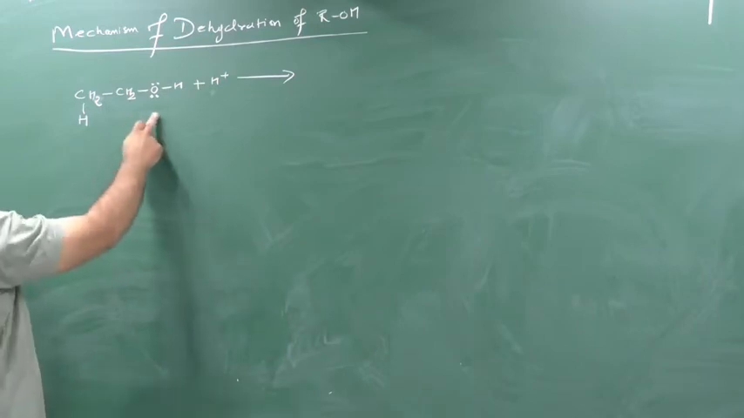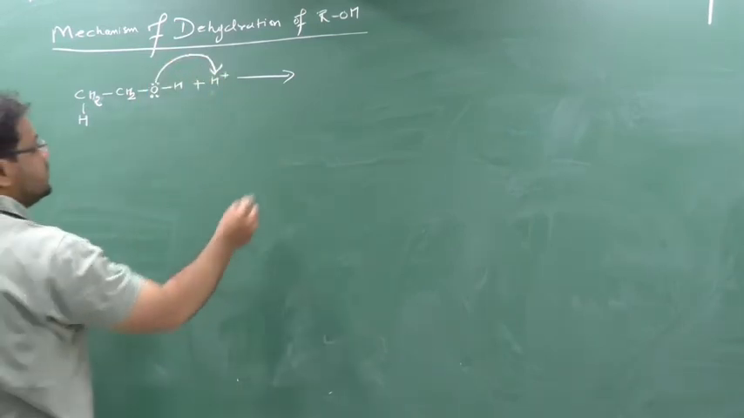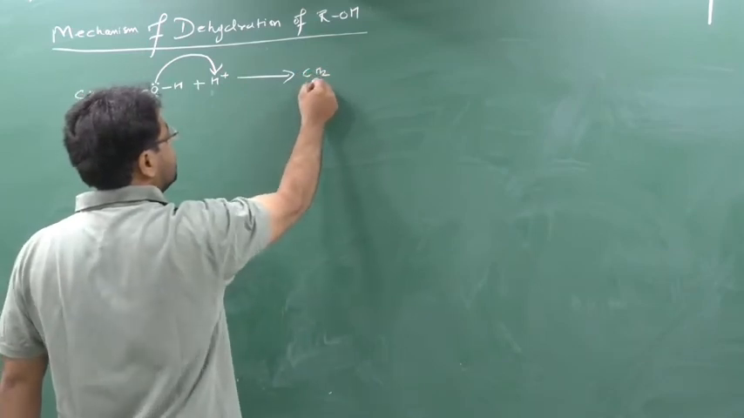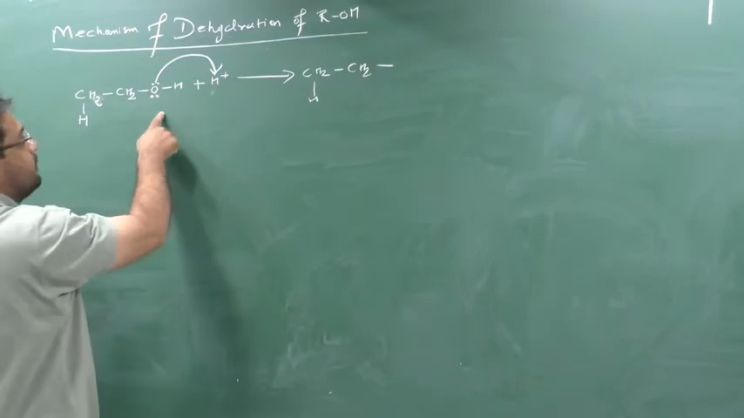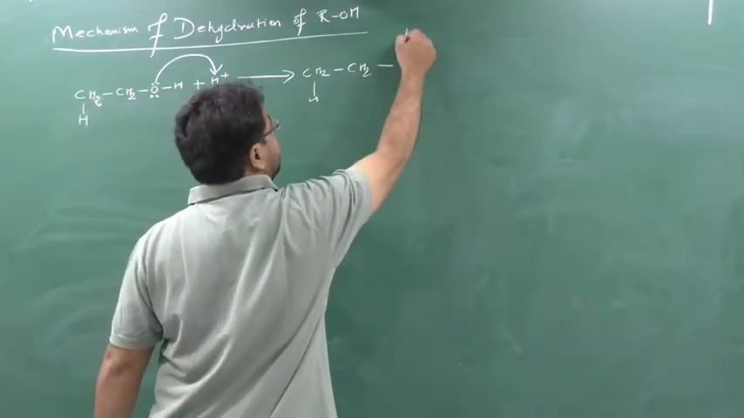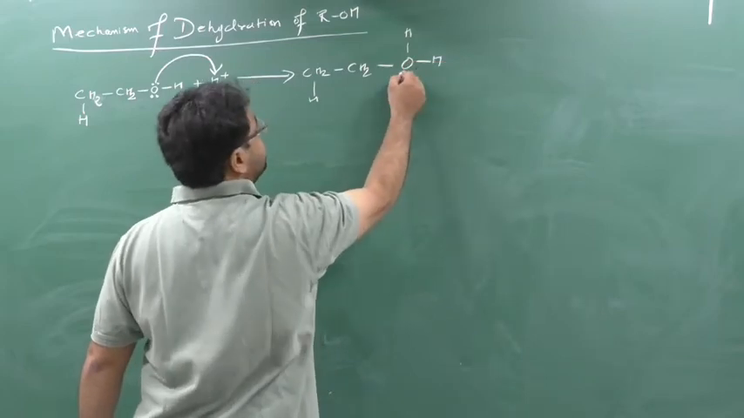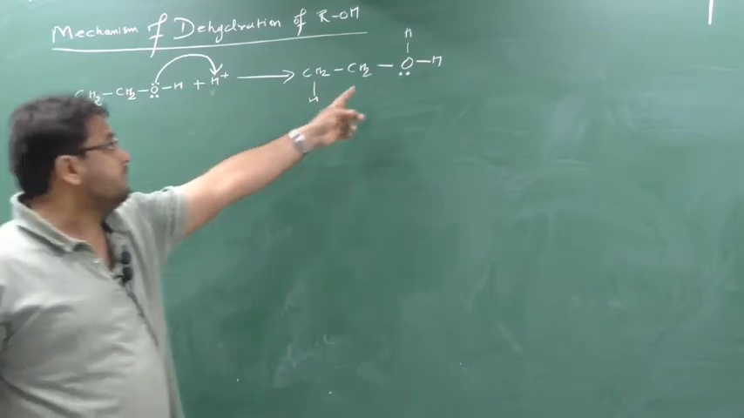So out of 2 lone pairs, 1 lone pair will be donated to this H, and the bond will take place here. So you will get the answer here: CH2, here will be H, here will be CH2. Out of 2 lone pairs, 1 lone pair has been donated to this H. So the formation will occur here H, and here there will be H, and here there is 1 lone pair. Why is there 1 lone pair here? Out of 2 lone pairs, 1 lone pair will be given to the H.